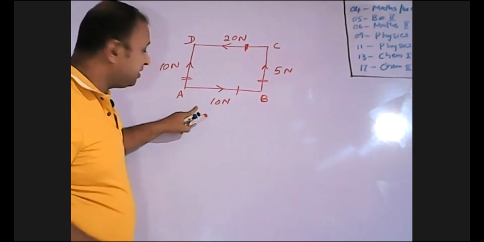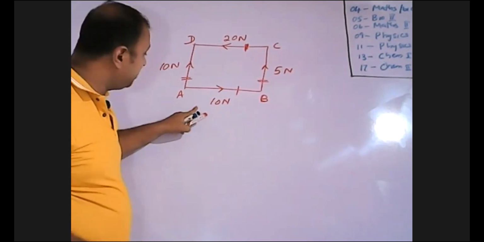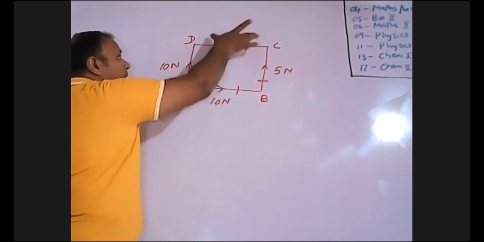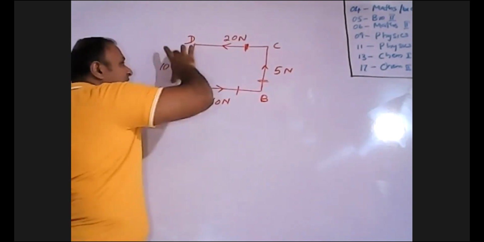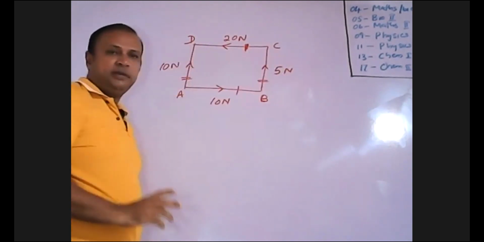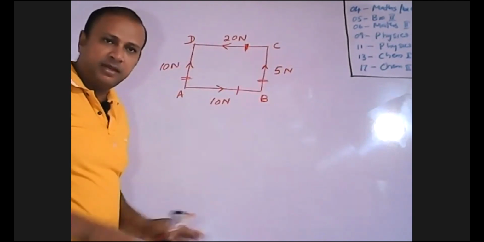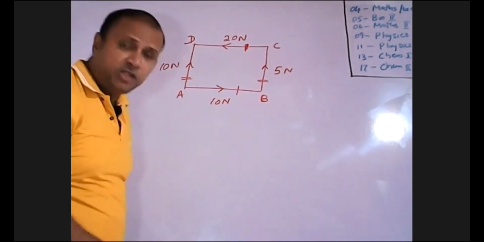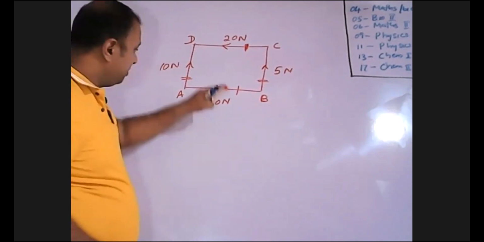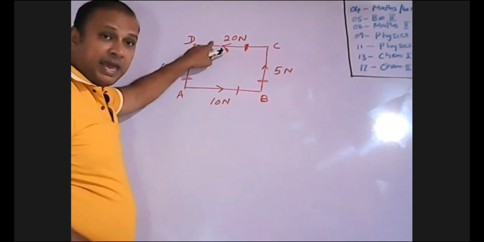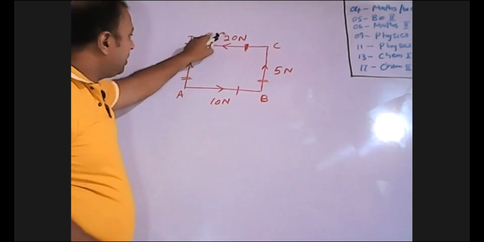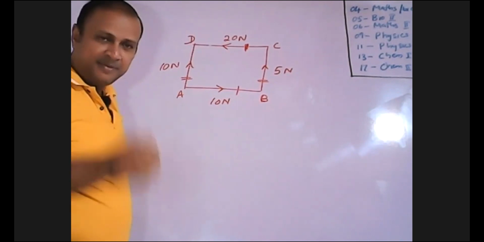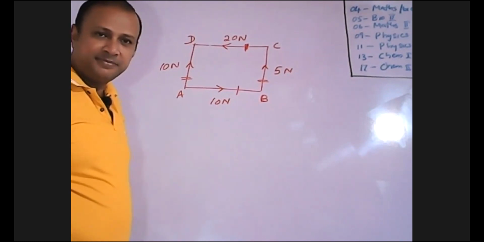If they are represented in magnitude, these two magnitudes should be equal, and these two magnitudes should be equal. Direction can be changed, that is okay. But if they are represented in magnitude, that means these two sides have the same length. So the magnitudes of these two forces should be equal. Do you get my point?